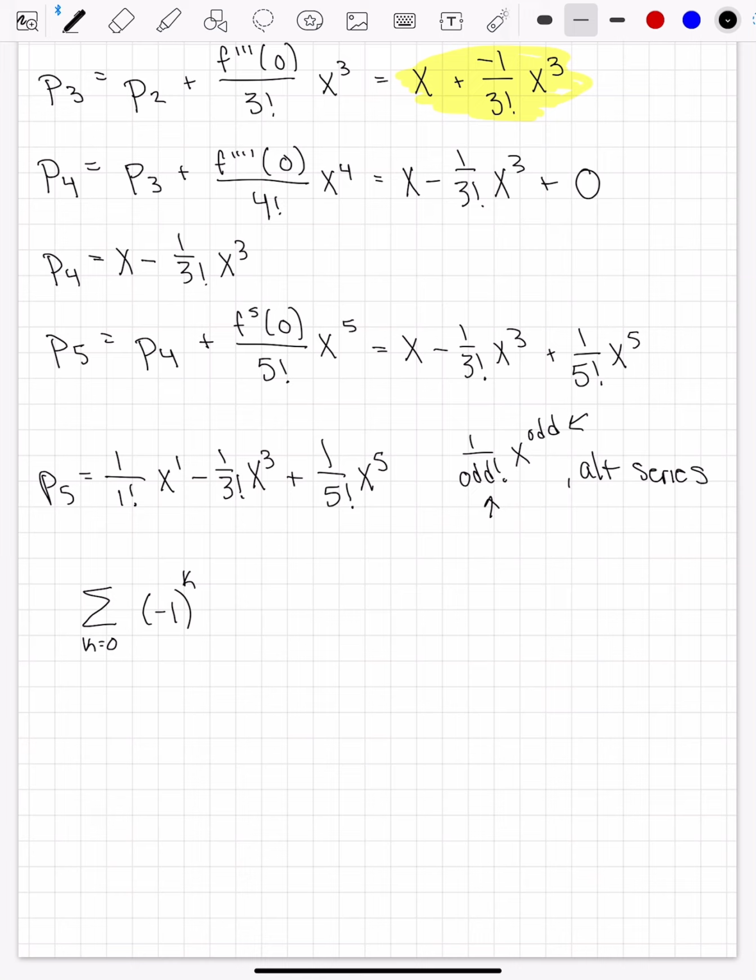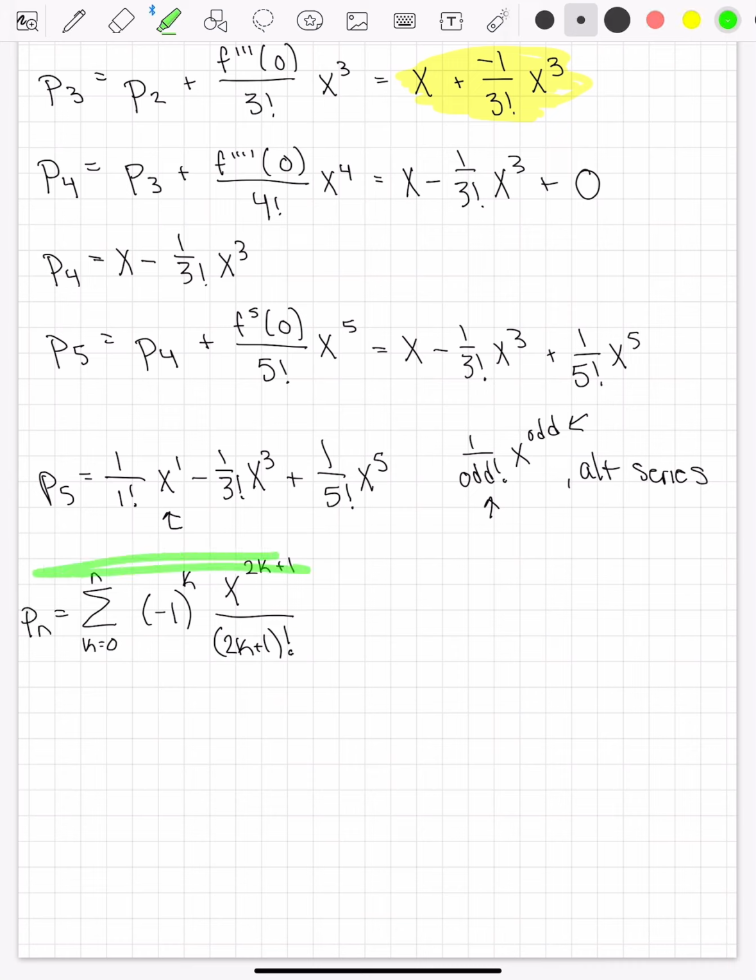So if we start it at 0, the first term that we want to see has to have 1 as an exponent. So I'm going to do 2k plus 1. So x to the 2k plus 1, right? Because for the first term, k will be 0, but I'll get my x to the 1 that I want there. And then I want the factorial to have the same expression as the exponent, right? So this is our formula for Pn. So that's the answer for that one.